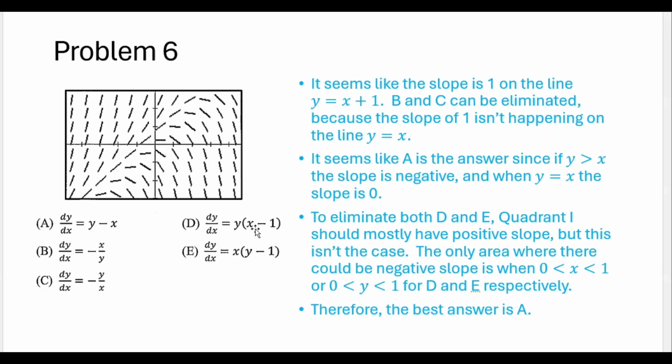So for any x value greater than 1 and any y value greater than 1, the slope should be positive, but clearly that's not the case over here. This is for sure bigger than 1. X and y are bigger than 1, right? So we eliminate D and E, and we can safely say it's A.